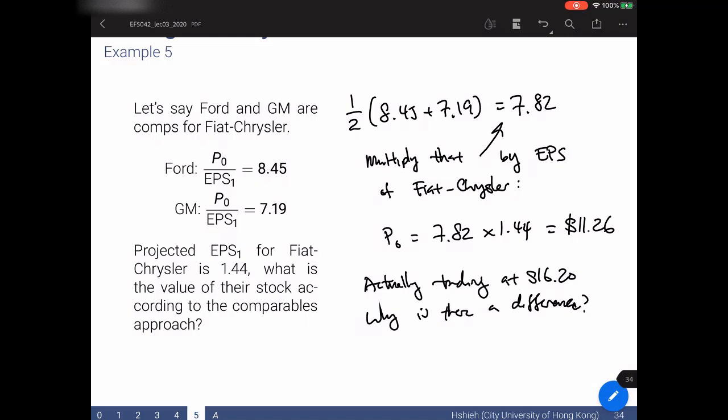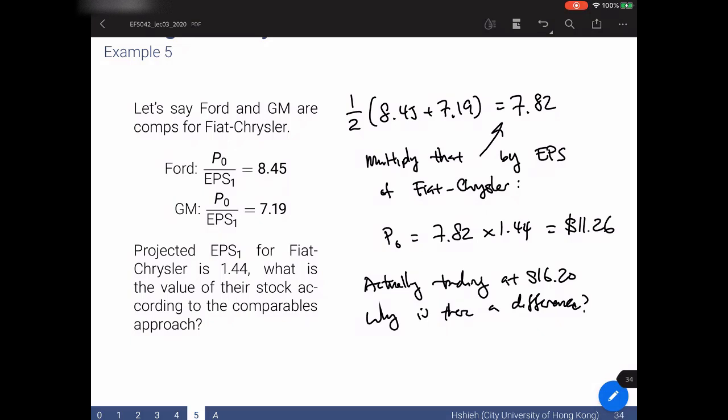All right, so the takeaway from this example is that you should probably get a larger set of comparables and try to rationalize why. Most likely, including more comparables or throwing away bad comps may actually reduce the difference between the implied price that you get from multiplying this average PE ratio by EPS and the market price of $16.20.